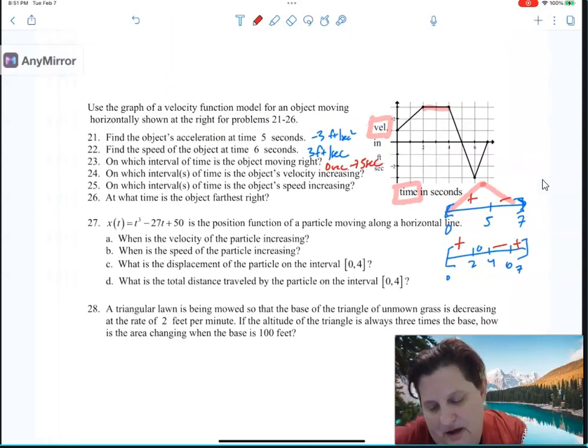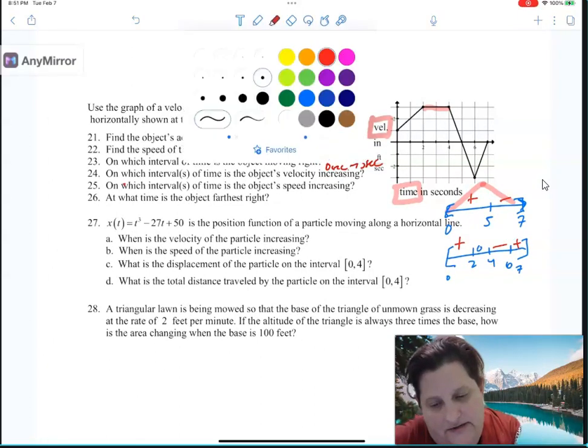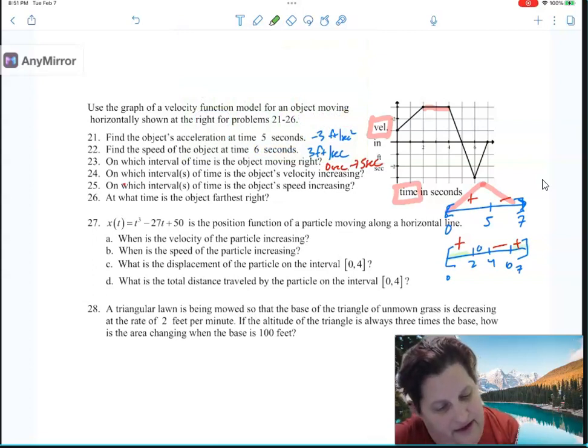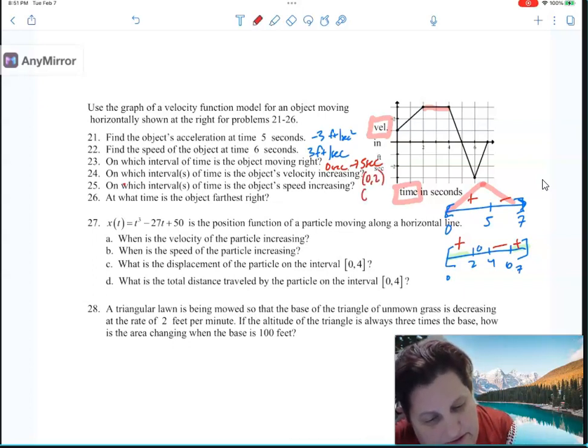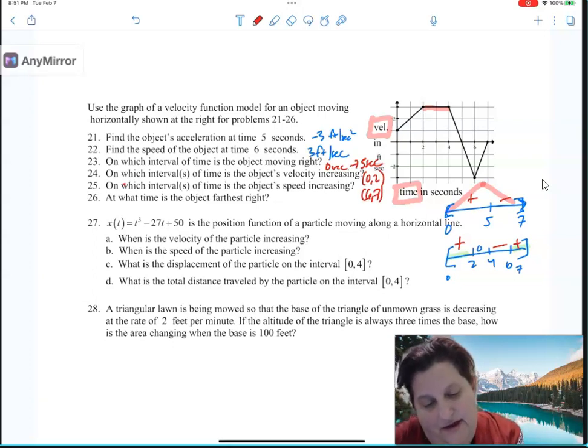So it says, is the velocity increasing? And the velocity is going to be increasing here and here. So that's going to be 0 to 2 and 6 to 7. All right. I'm just going to write like this, 0 to 2, 6 to 7 seconds.